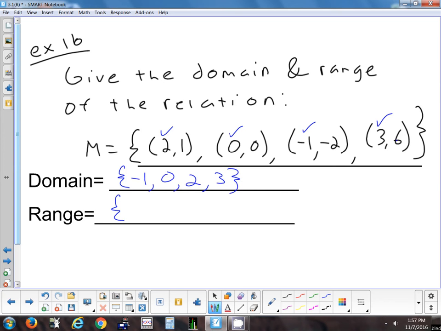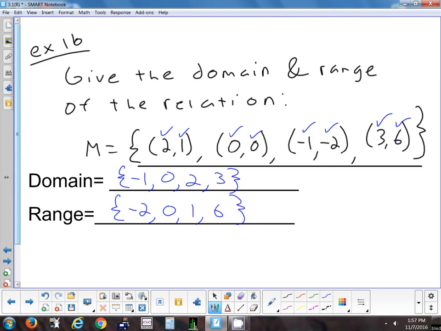You want to do the range? Sure. What's the range? -2, all right, and then 0, looks good. 1, and then 6. And that's it. That's your domain and range. Okay, any questions on that one?